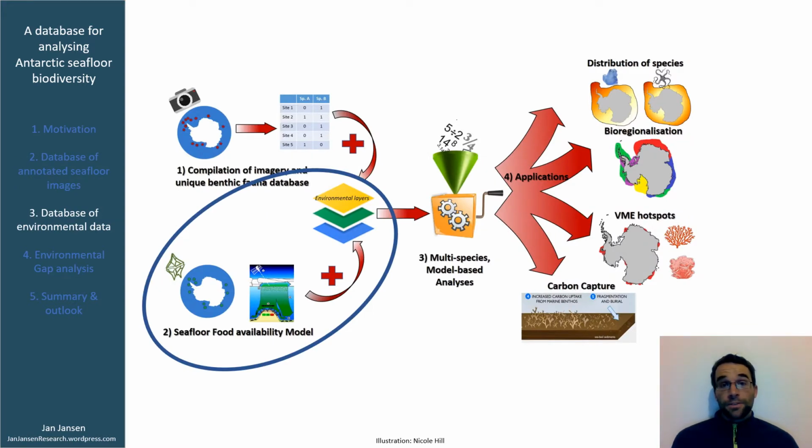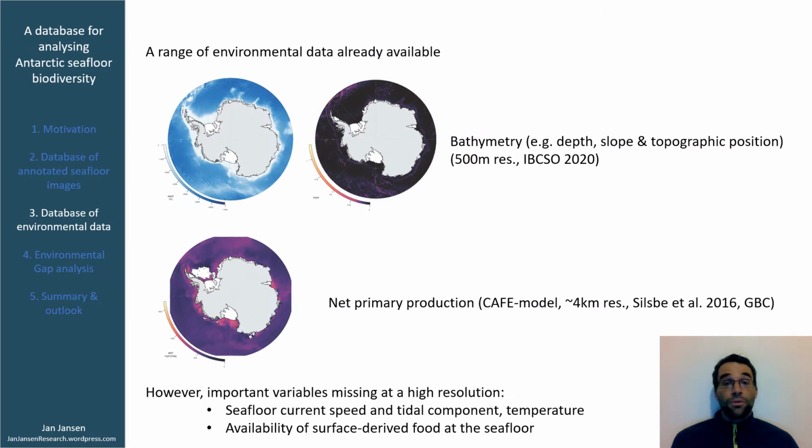Now, the second part of this project is about the environmental data. And today we already have a range of fantastic environmental data available, such as depth, slope, topographic position, etc. And also global estimates of net primary production that work well in the Southern Ocean. However, we're still missing important variables at a high resolution, such as seafloor current speeds and tidal movements, temperature, and we also don't know about the availability of surface-derived food at the seafloor.